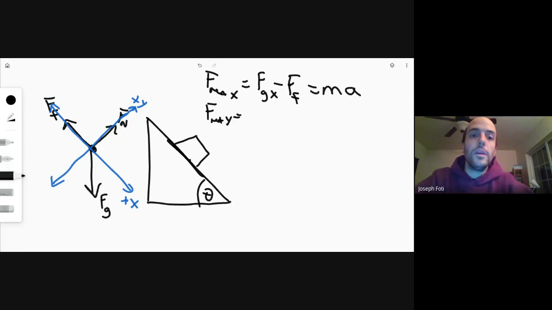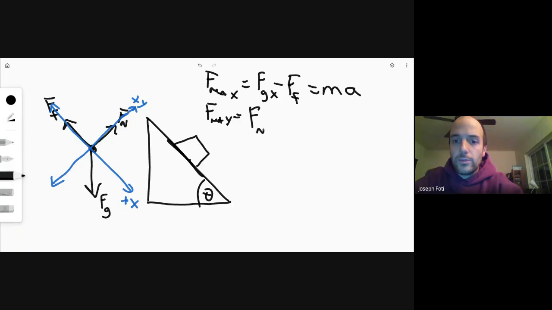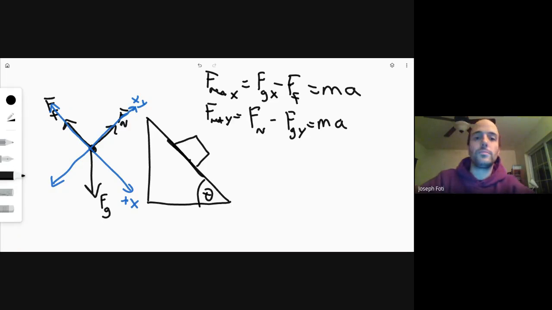Now let's take a look at our y-axis. Well, we see that normal force is along that positive y-axis, so we say that's normal force. And then we subtract the y component of gravity, which is pointing in the opposite direction. So F_gy equals ma. Awesome.